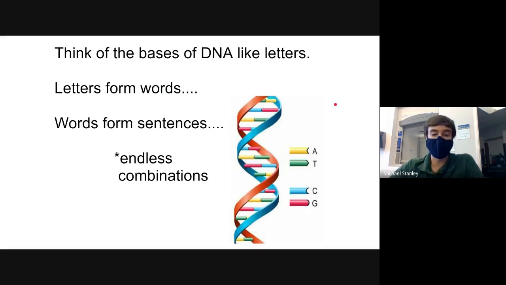So even though there's only 4 DNA bases, there's thousands and millions of different ways we can combine them together in order to create all of the different phenotypes, all of the different traits and characteristics that we see in animals and plants around the world.